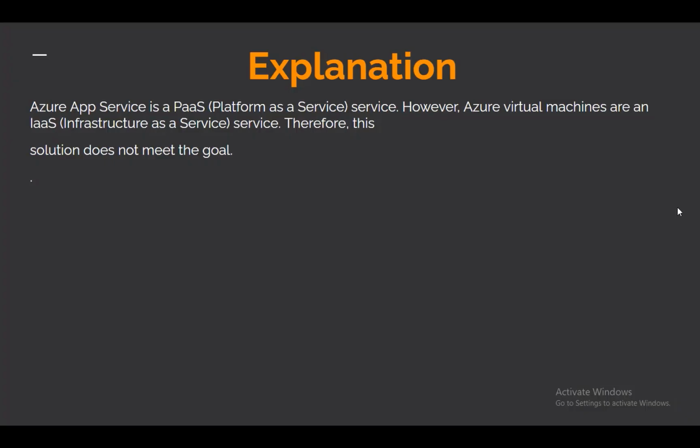Section: describe cloud concepts. Explanation: Azure App Service is a PaaS, Platform as a Service. However, Azure Virtual Machines are an IaaS, Infrastructure as a Service. Therefore, this solution does not meet the goal.